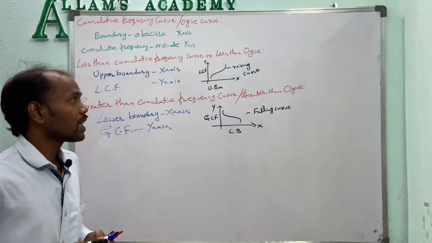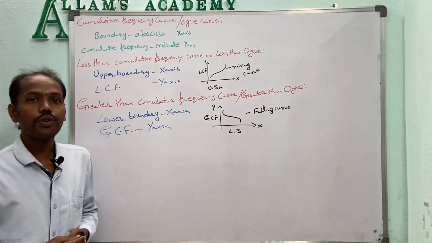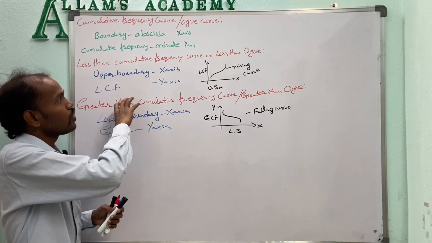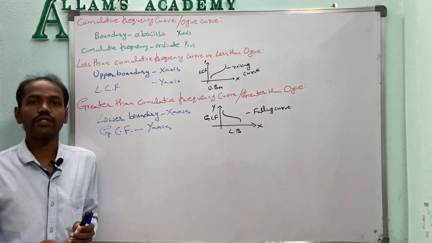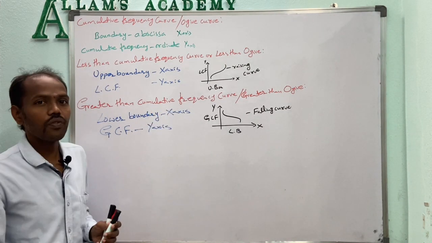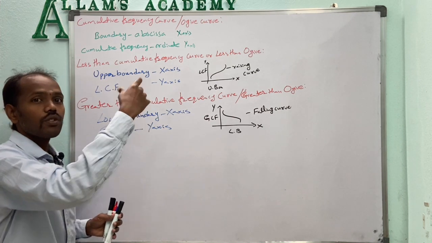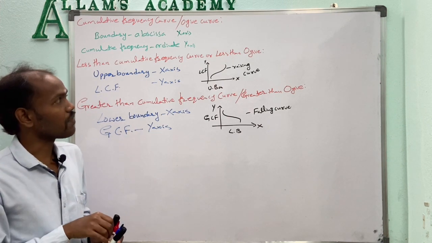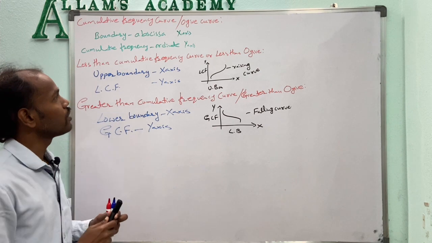For finding the median we take cumulative frequencies. So through the less than cumulative frequency curve and the greater than cumulative frequency curve, we have a chance to find the median of the data without using the formula. How? We will see.